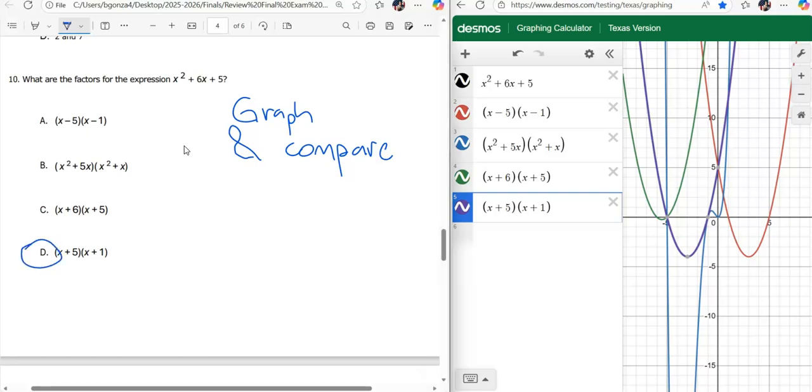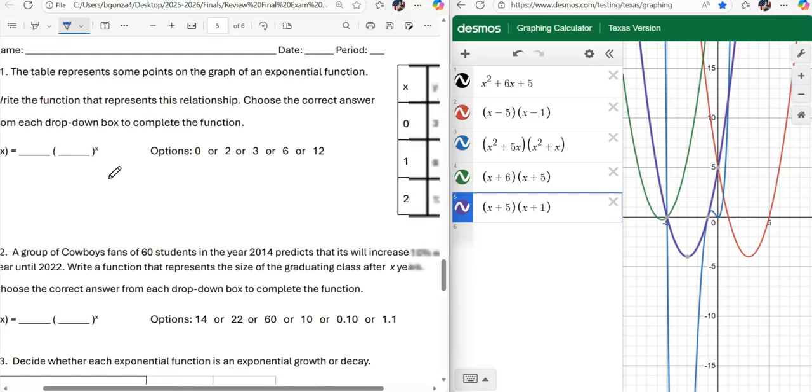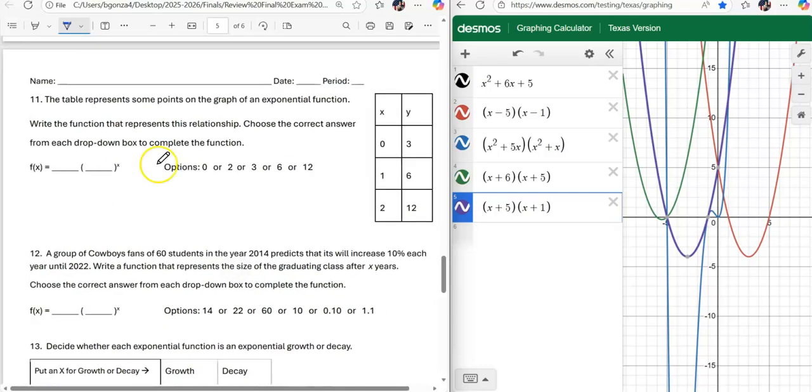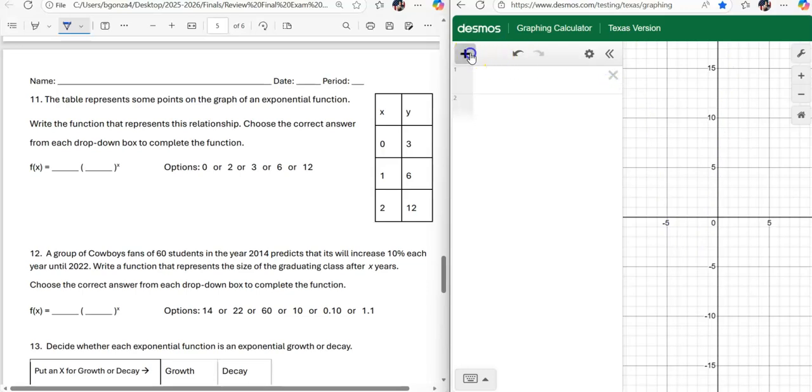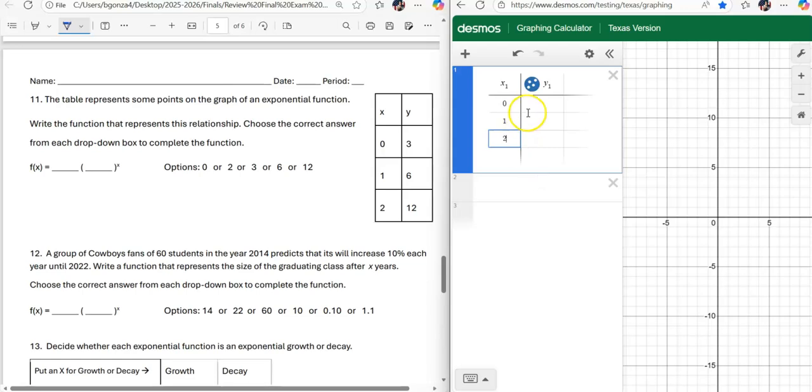And again, the way we know is that these two numbers multiply to make the C value, and they add to make the B value. Okay? All right, number 11. Got a table here. So the table represents... let's get our table going here. This is super easy if you know what to do. So follow me. Okay. 0, 1, 2, 3, 6, 12.